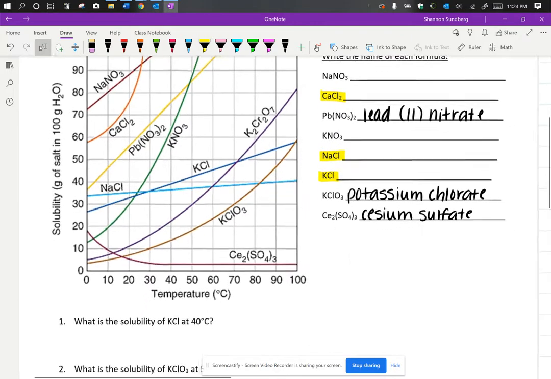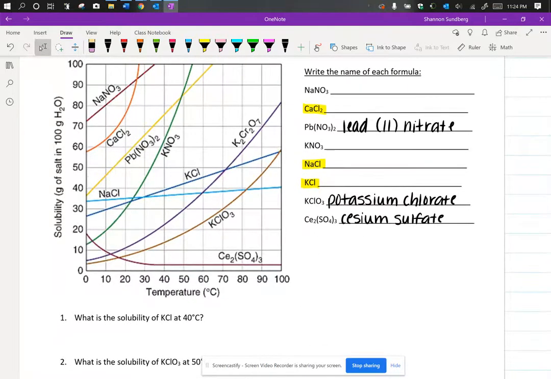So let's look at that first question together here. It says, what is the solubility of KCl, potassium chloride, at 40 degrees Celsius? Well, they said 40 degrees Celsius, so that's the first place I'm going to look. 40 degrees Celsius is right here, and they're asking me about potassium chloride. So I am going to trace my highlighter up to that blue line, the KCl line, and then it wants to know, okay, well, how much of that substance is going to dissolve?